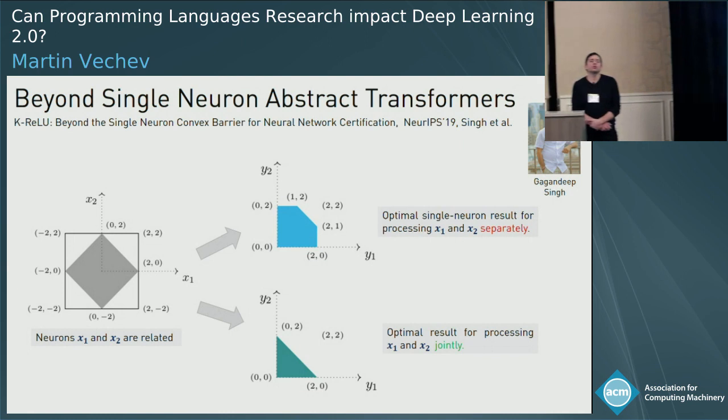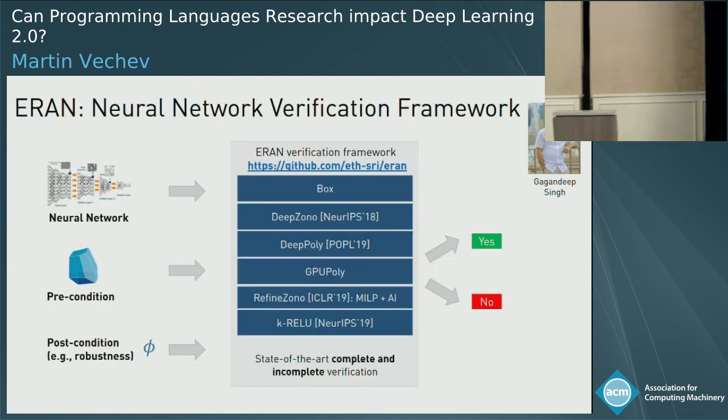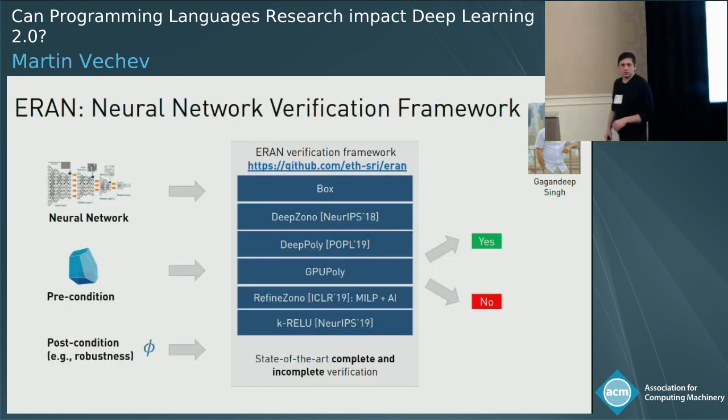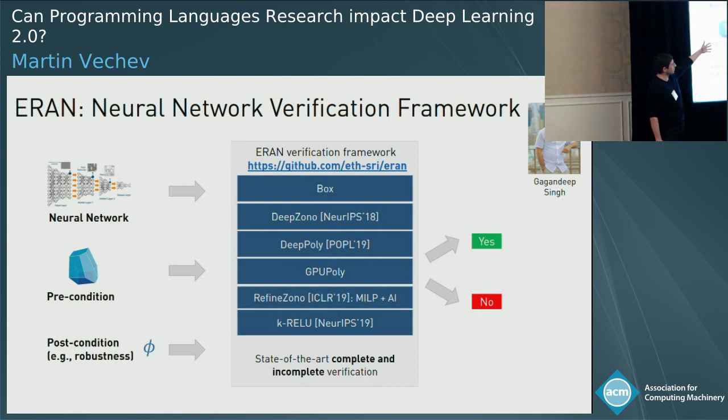Because which neurons you select, x1 and x2, in order to define the transformer, is completely unclear. And the transformers are right now fairly slow. This optimal transformer I'm showing you at the bottom. Okay. So in terms of verification, this was implemented. All of these convex domains were implemented in this framework we call ERAN, which takes a neural network, takes a precondition like these L-infinity boxes or something else, and a property, and it tries to verify it.